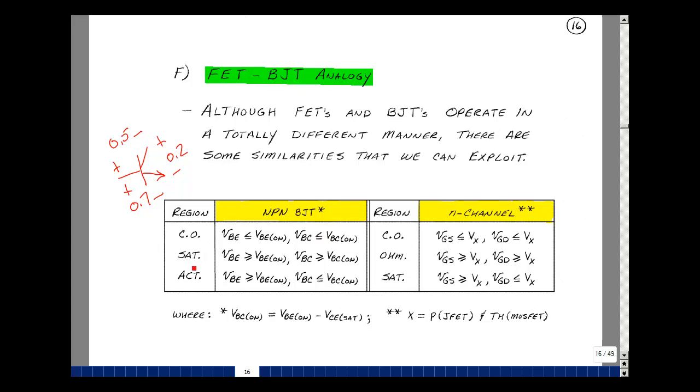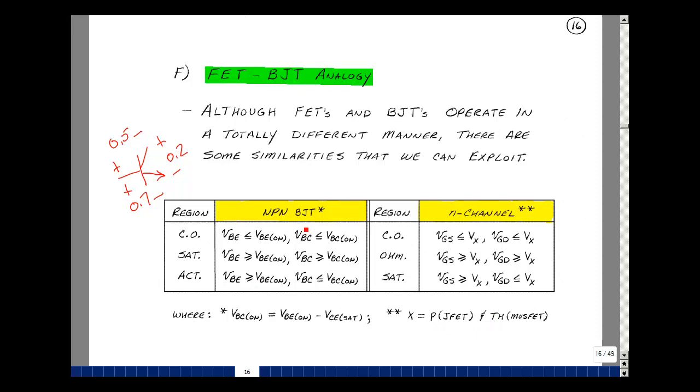Then to be in saturation, of course, we forward bias those two, and we're going to be greater than or equal to their turn-on voltages. And to be in the ohmic region, the gate to source and the gate to drain are greater than or equal to their values of pinch-off or threshold. So again, the inequalities go the same way. And then to be in the active region, which we call the saturation region or current saturation region for the FET, the base emitter is forward biased and the base collector is reverse biased, or not forward biased. Same is true here. We have greater than or equal to pinch-off or threshold, and then for the gate to drain less than or equal to pinch-off or threshold.